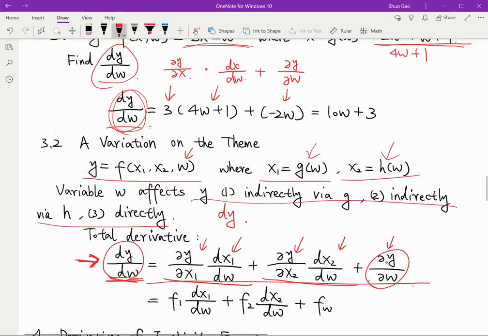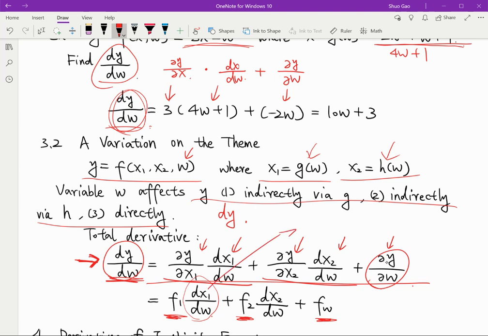So partial y over partial x1, we call that f1, right, for simplification. And the partial y over partial x2, we call that f2. And then this is fw, right? So the calculation is the same from here, right? We just find the total derivative of x1 over dw and times the partial derivative, right?